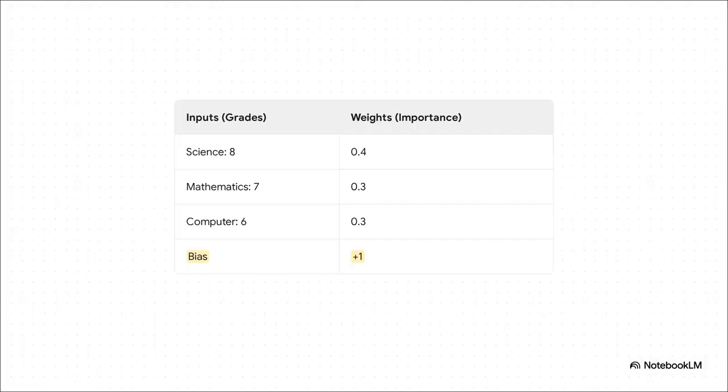Okay, let's plug in the numbers. Let's say our student got an 8 in science, a 7 in math, and a 6 in computer. Now, we've decided that science is the most important subject for this calculation, so we give it a higher weight of 0.4. And just for good measure, we'll add a bias of +1 at the very end.